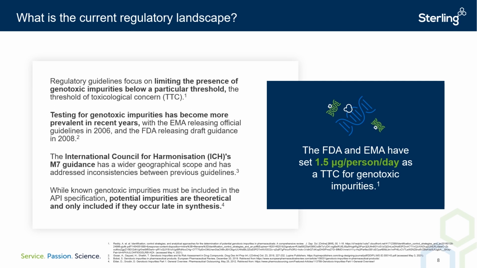Known impurities should always be included in the API specification. Potential genotoxic impurities, on the other hand, are theoretical, and their inclusion depends on at what point in synthesis they occur.